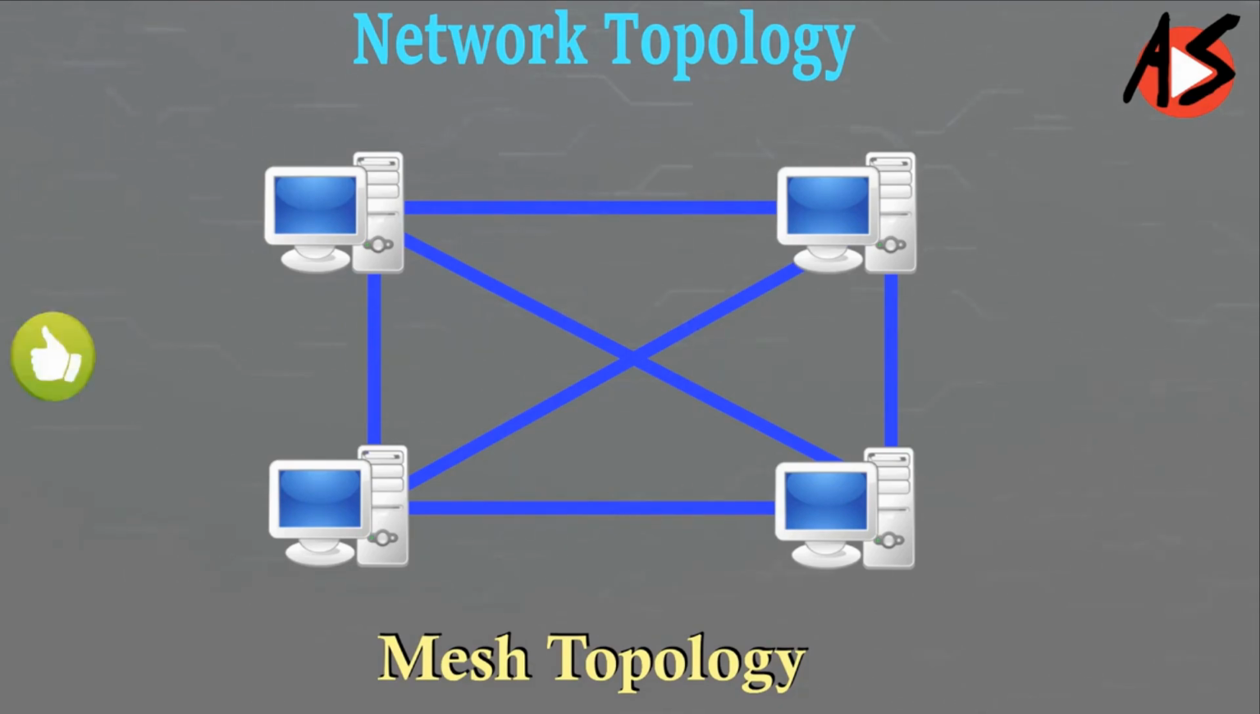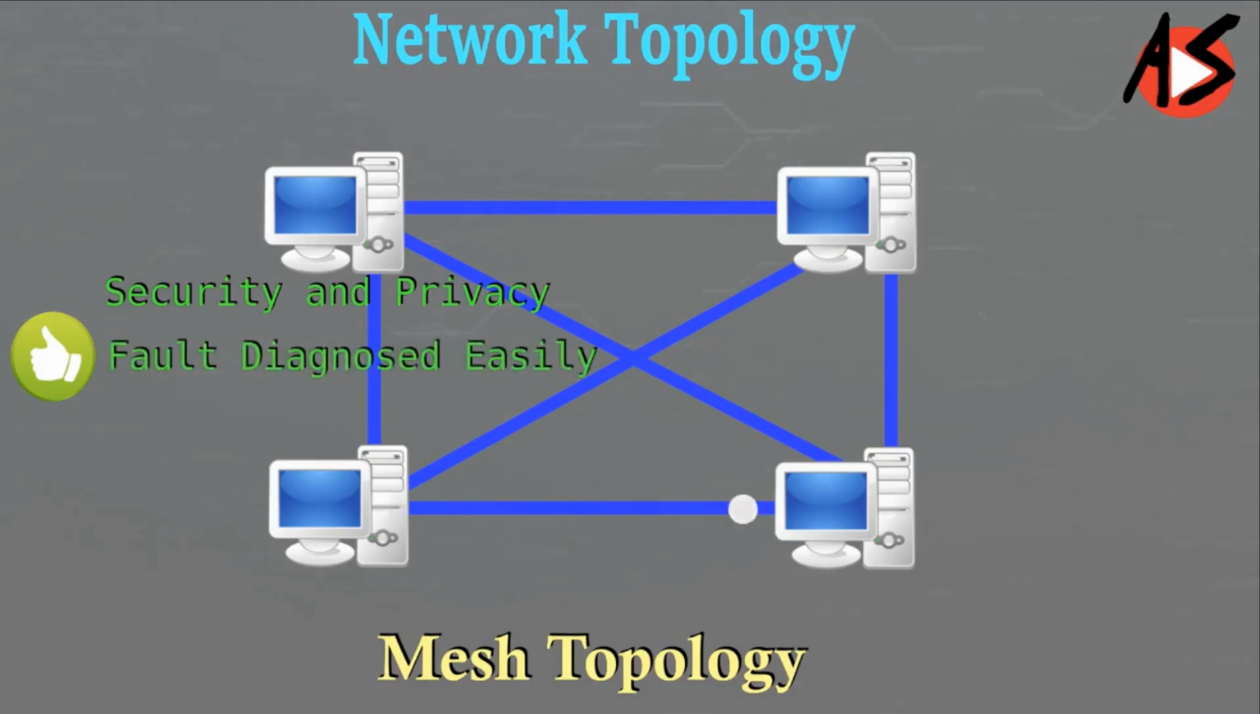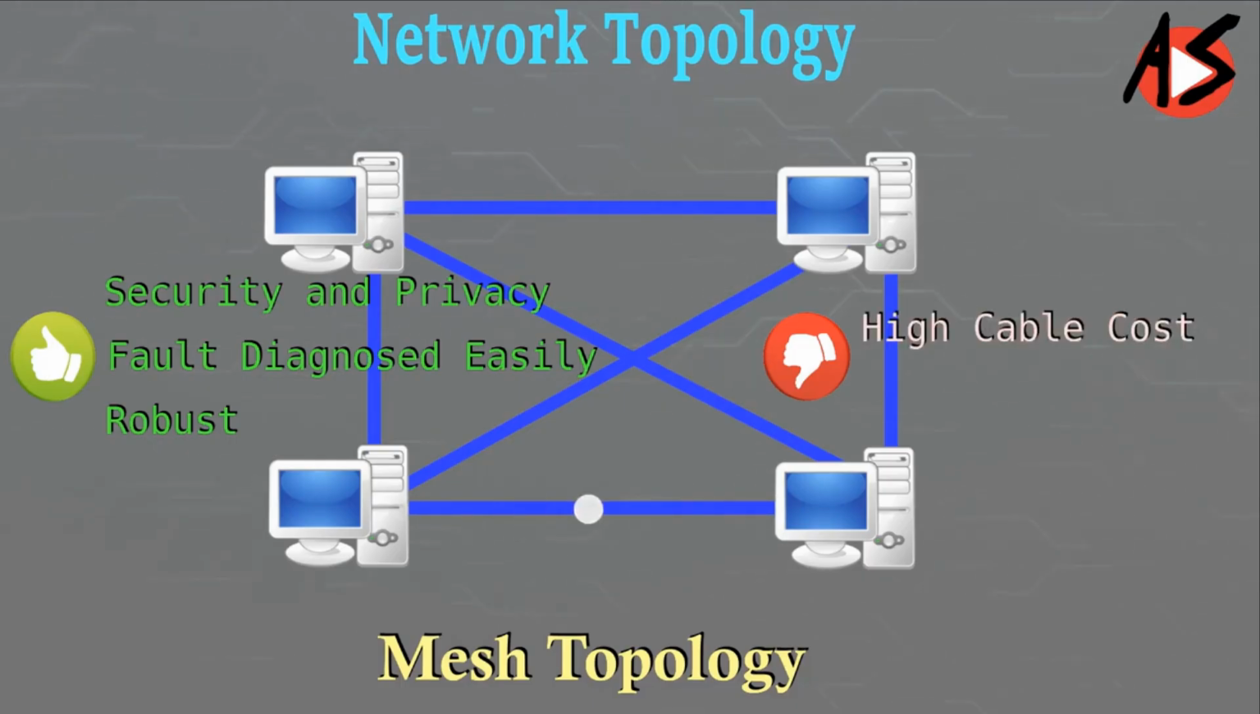Advantages of this topology are: it provides security and privacy due to the dedicated channel between each pair of devices. Fault is diagnosed easily, and that's why it is robust. Disadvantages of this topology are: the cost of cables is high as bulk wiring is required. Installation and configuration is difficult.